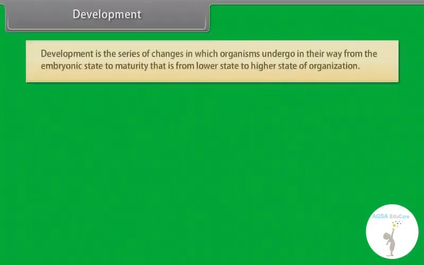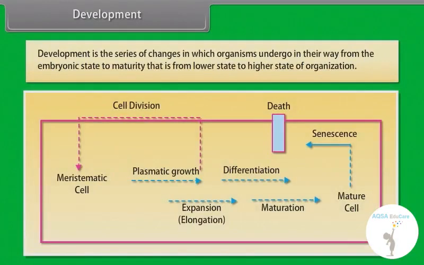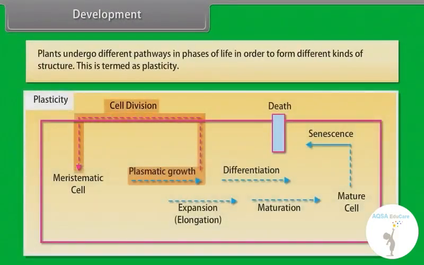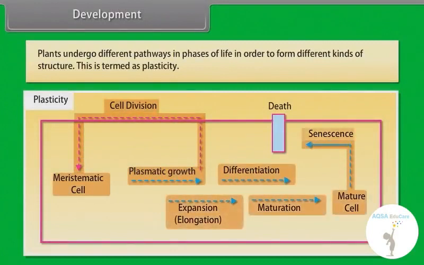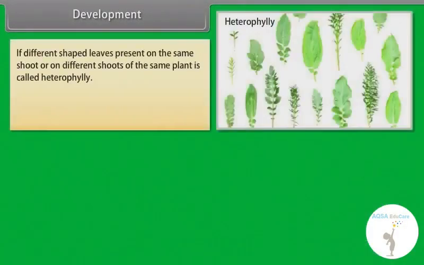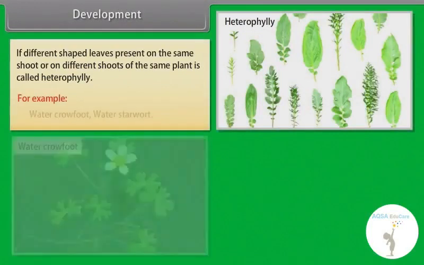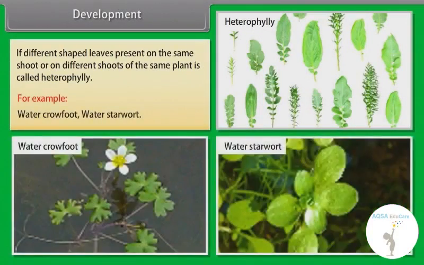Development. Development is the series of changes which organisms undergo in their way from the embryonic state to maturity, that is, from a lower state to a higher state of organization. Plants undergo different pathways in phases of life in order to form different kinds of structures. This is termed plasticity. If different shaped leaves are present on the same shoot or on different shoots of the same plant, it is called heterophyly. For example, water crowfoot, water starwort.